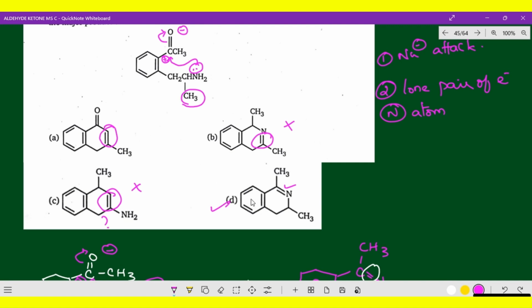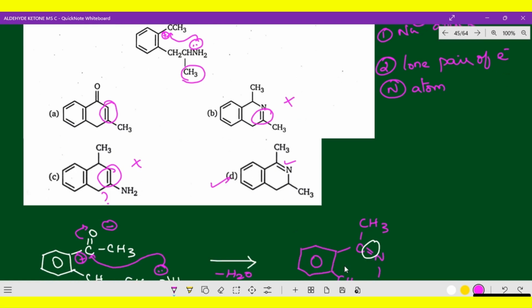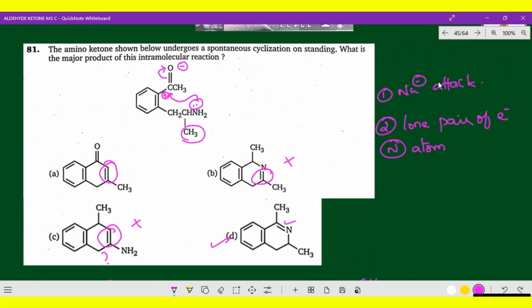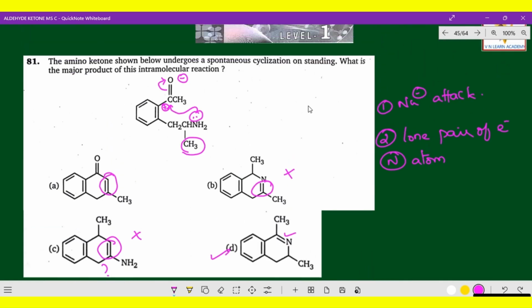Directly you can find which is the correct option. Right now, see, these are all not possible. Option D only is correct, because we have easily identified the answer through these main points. This is a nucleophilic attack, and it is a lone pair of electrons.